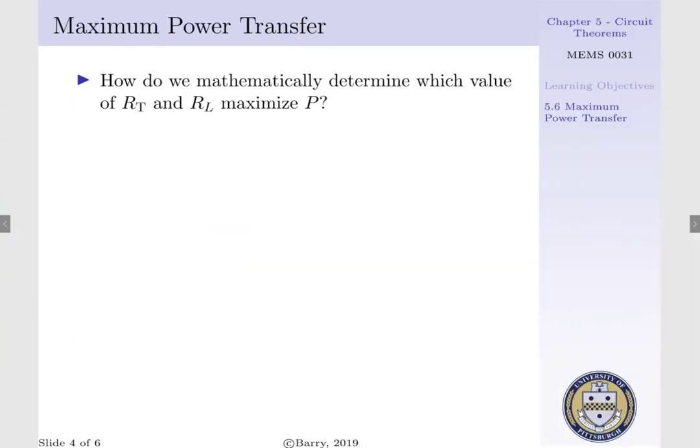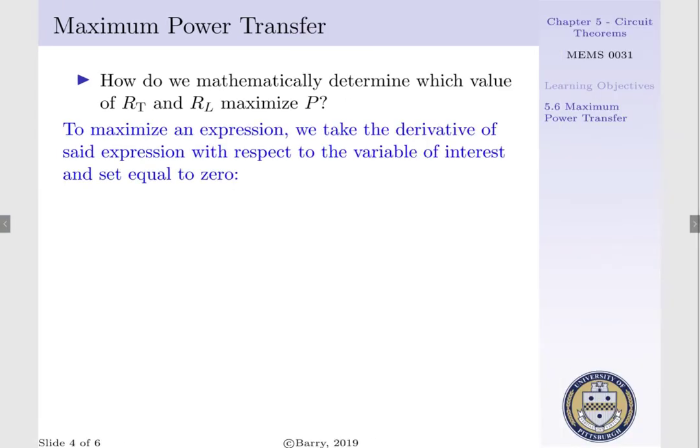For us to mathematically determine the values of our Thevenin and load resistances that maximize power output, we proceed with the following. To maximize any expression, we take the derivative of that expression with respect to our variable of interest and set it equal to 0. This will give us a local maximum. You can ensure that this maximum is the global maximum by taking the second derivative and setting it equal to 0. So what we're going to do is differentiate power with respect to load resistance.